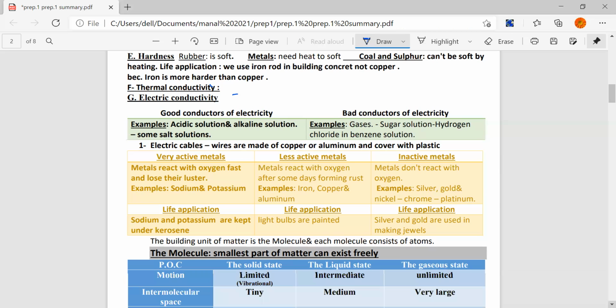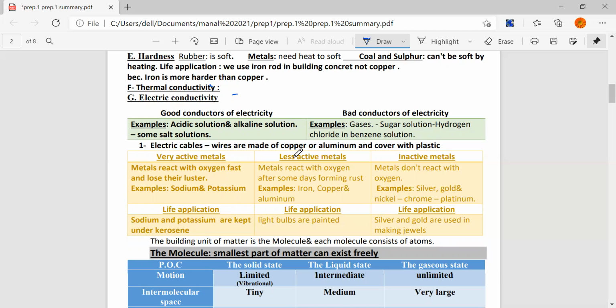Okay, don't worry. Now we finish the physical property of the matter. Now we start the chemical property. We will study how we can differentiate between metals from their chemical property. We have very active metals, which react with oxygen very fast and lose their luster, as sodium and potassium. So we keep them under kerosene to prevent their reactions.